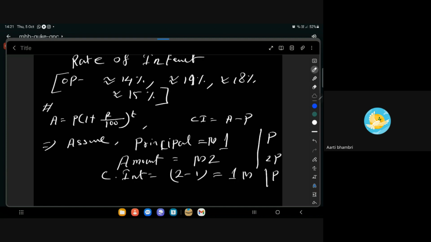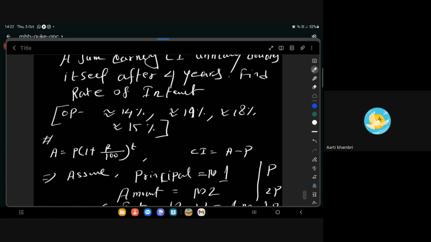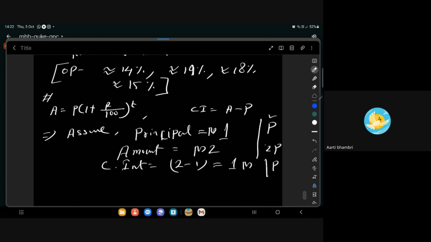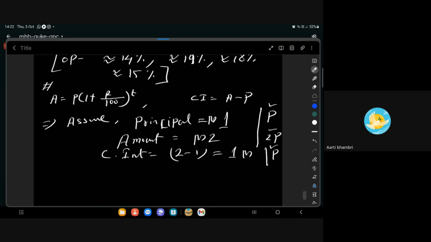I have assumed that the principal is 1 rupee. The amount is rupees 2, because they have told you it is getting doubled. You can assume P also, so it will become 2P. The interest will be 2P minus P. The formula for interest is the same for simple interest and compound interest. If you subtract the principal from the amount, it will give you the interest. So it is 2 minus 1 equal to 1. Now the time is equal to 4 years. So they have asked you to find this out.